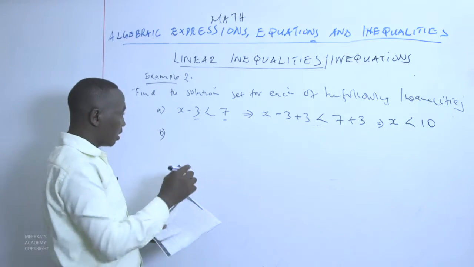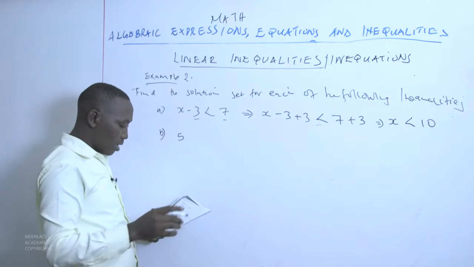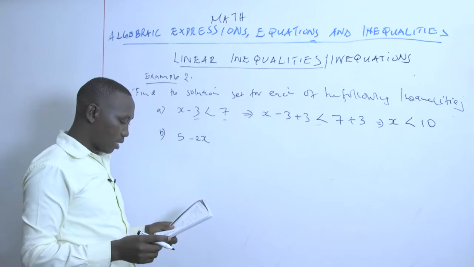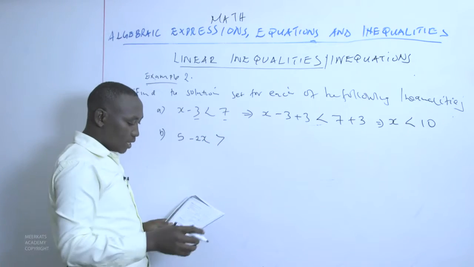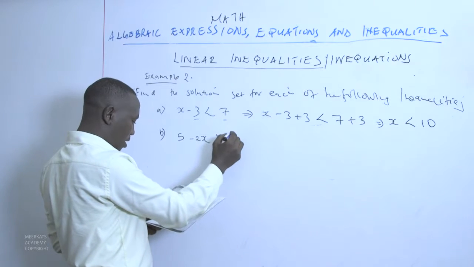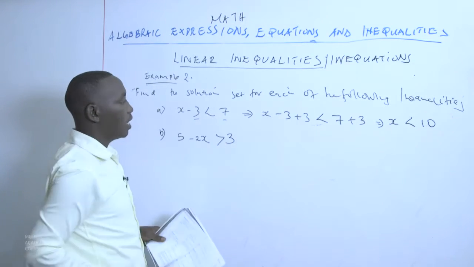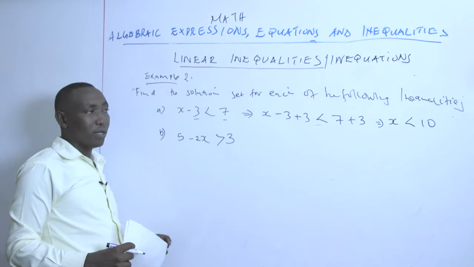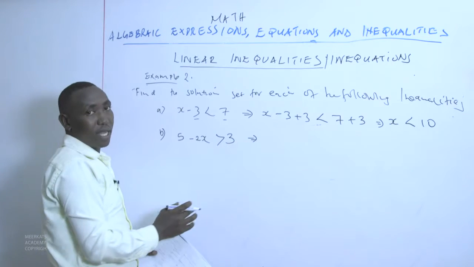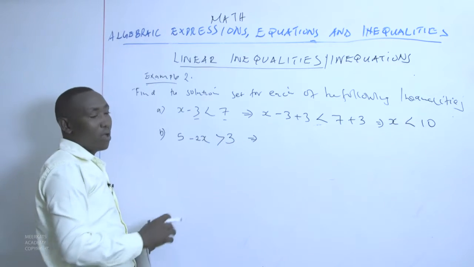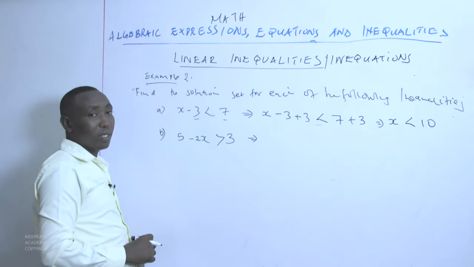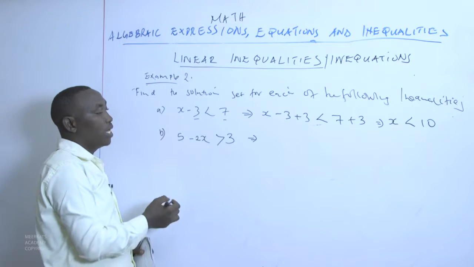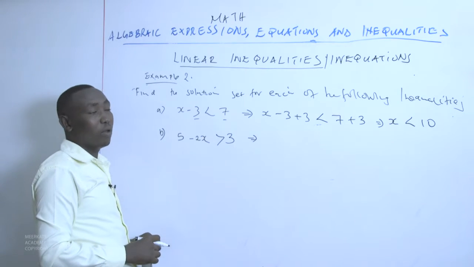Part B, 5 minus 2x is greater than 3. We can again solve this by applying the same method. That means we collect the like terms together. We must take 5 to the other side of the inequality symbol, and for us to do that, that means we must subtract 5 from both sides.